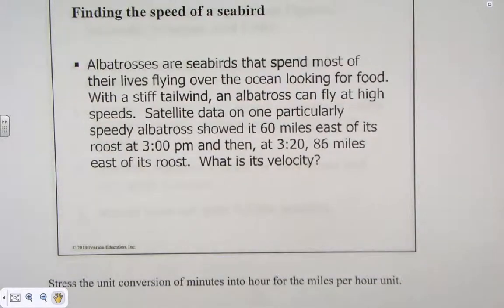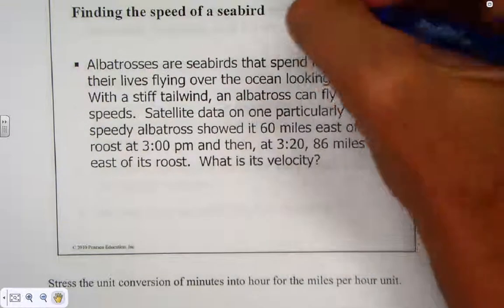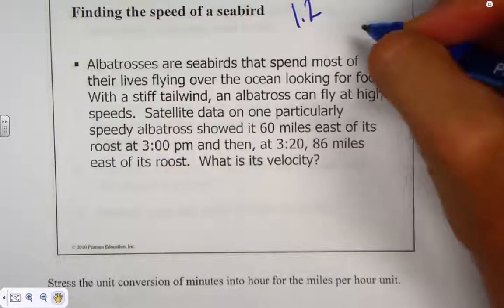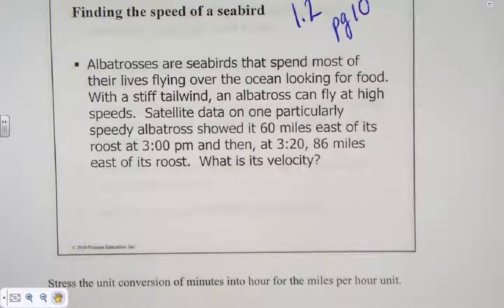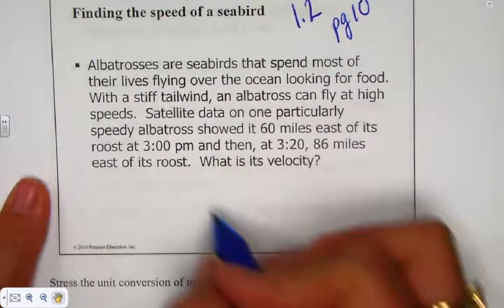We'll try another. And this is section example 1.2. And if you're following in your text, it's on the bottom of page 10. It says albatrosses are seabirds that spend most of their lives flying over the ocean looking for food. With a stiff tailwind, an albatross can fly at high speeds. Satellite data on one particularly speedy albatross showed it going 60 miles east of its roost at 3 p.m.